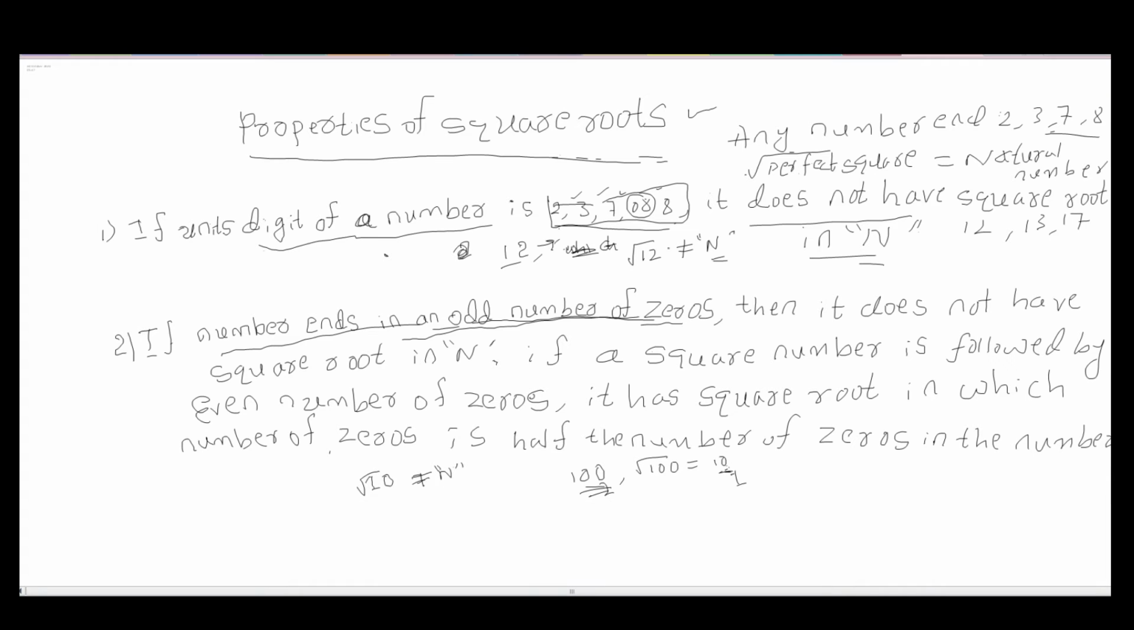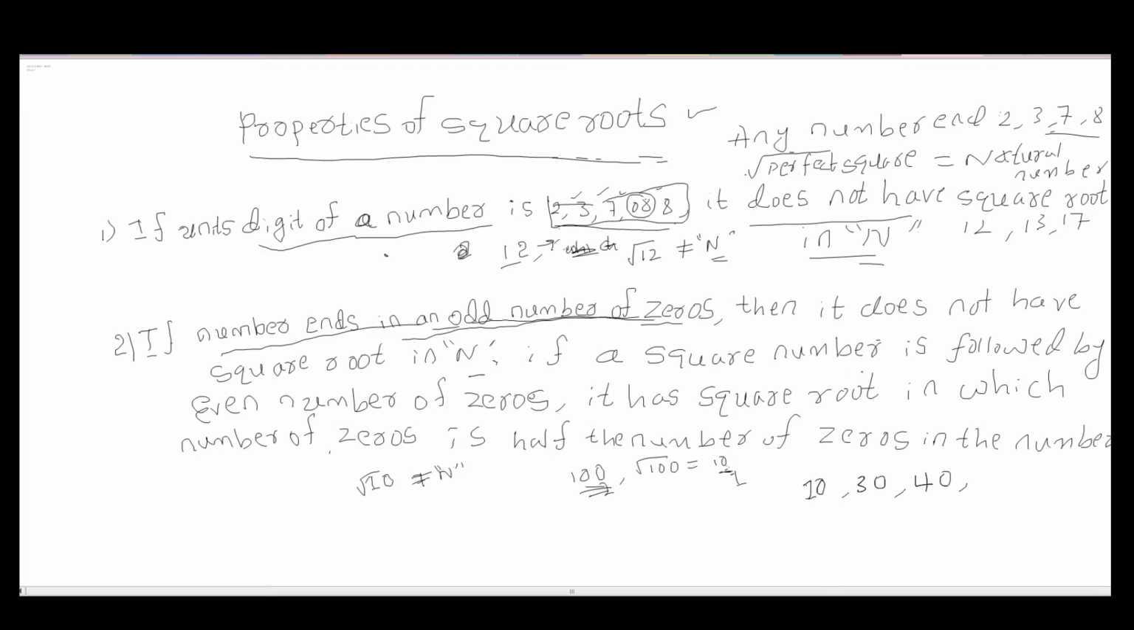If a number ends in an odd number of zeros, then it does not have a square root in natural numbers. You can take examples like 10, 30, 40, with an odd number of zeros. If you take the square root of these, you never get a square root in natural numbers.